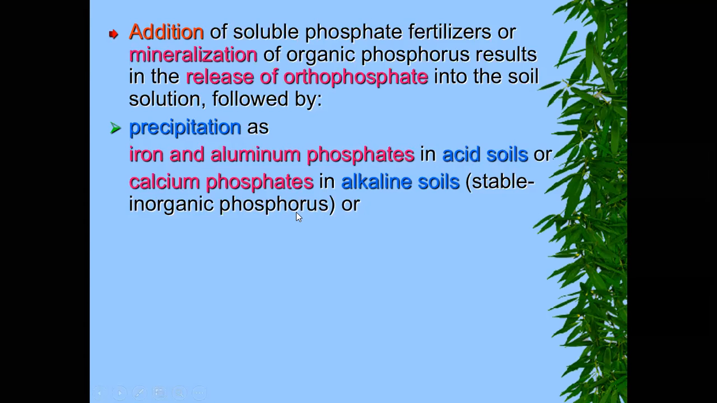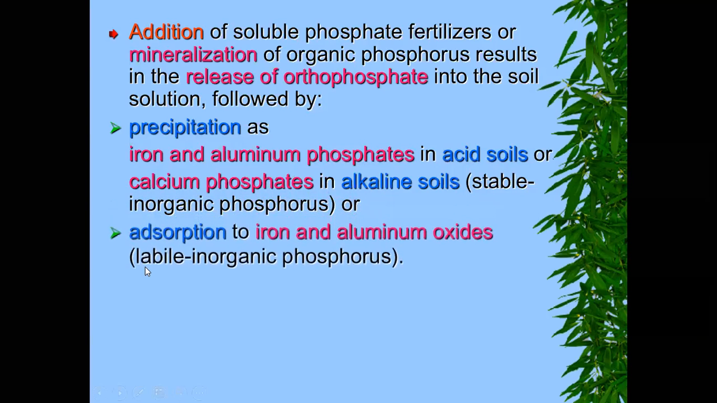So when you add phosphorus to the soil, it either undergoes precipitation as iron and aluminum phosphate in acid soils or calcium phosphate in alkaline soils, or it can undergo adsorption to iron and aluminum oxides. And we did discuss once that adsorption means attachment on the surface, so it attaches on the surface of iron and aluminum oxides. So the phosphorus which is released into the soil solution may undergo precipitation or adsorption.